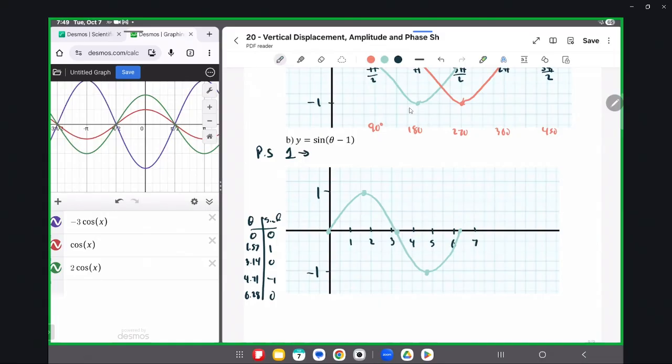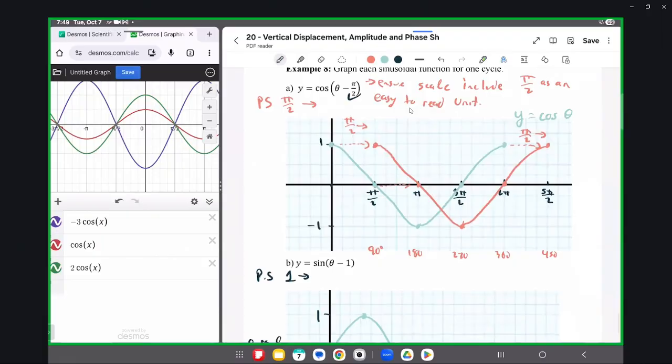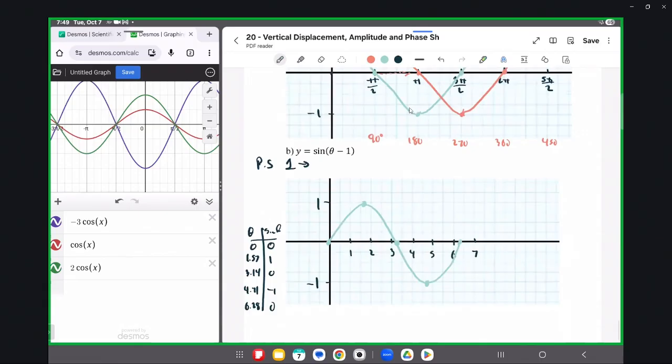Okay, so you can see already a lot of work. So far I've spent 9 minutes trying to describe how I want to draw the scale of these things. So doing these by hand can be quite time consuming. That's why it's important to choose a good scale in advance so it's less work. Okay, so this green curve is going to be y is equal to sine theta.